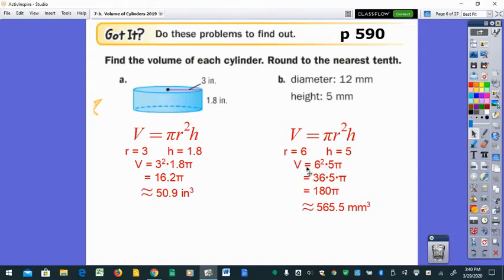So really what we want to see on your paper, we want to see what you are substituting in. So the line that I'm kind of tracing right here, we want to see that exact answer of 180 pi, and then your approximate answer should only have 1 decimal place rounded correctly, and your units should have cubed because volume is that 3-dimensional, as we've talked about, unit.